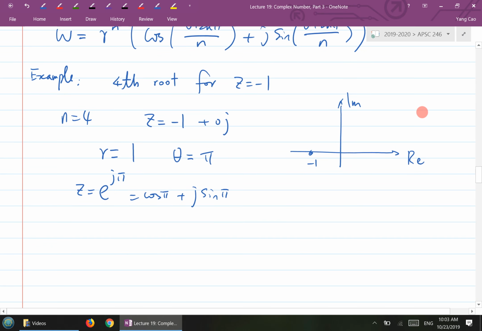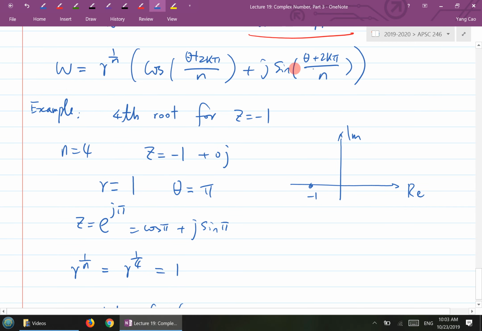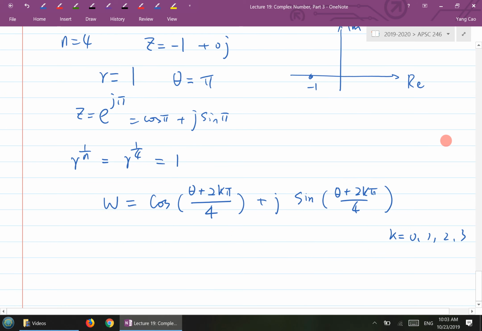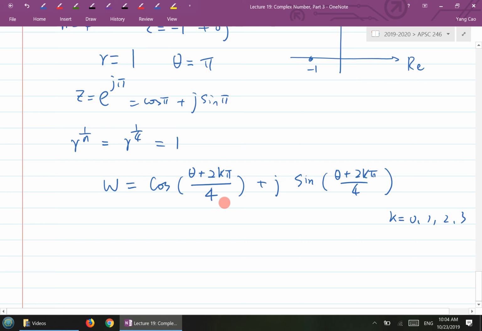Now I'm going to make use of the formula right here. r to the power 1 over n is r to the power 1 over 4, and r is 1, so you end up with 1 again. So your w equals cosine of theta plus 2k pi over 4, plus j sine of theta plus 2k pi over 4. Now we're going to change k from 0 to 1 to 2 and then to 3. There's no point going above 3, because once you're more than 3, it becomes 2 pi, it becomes periodical. This way you guarantee that w to the power 4 equals 1.